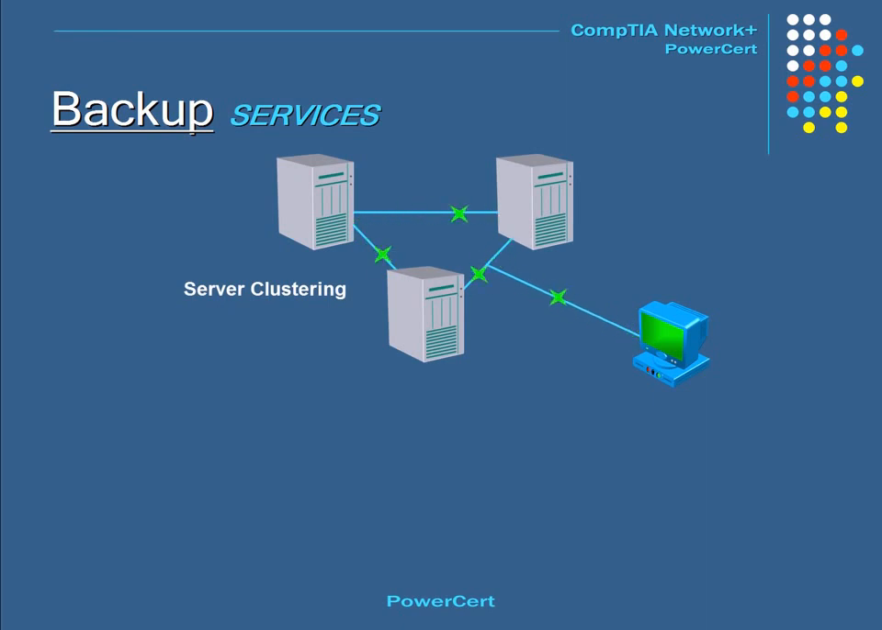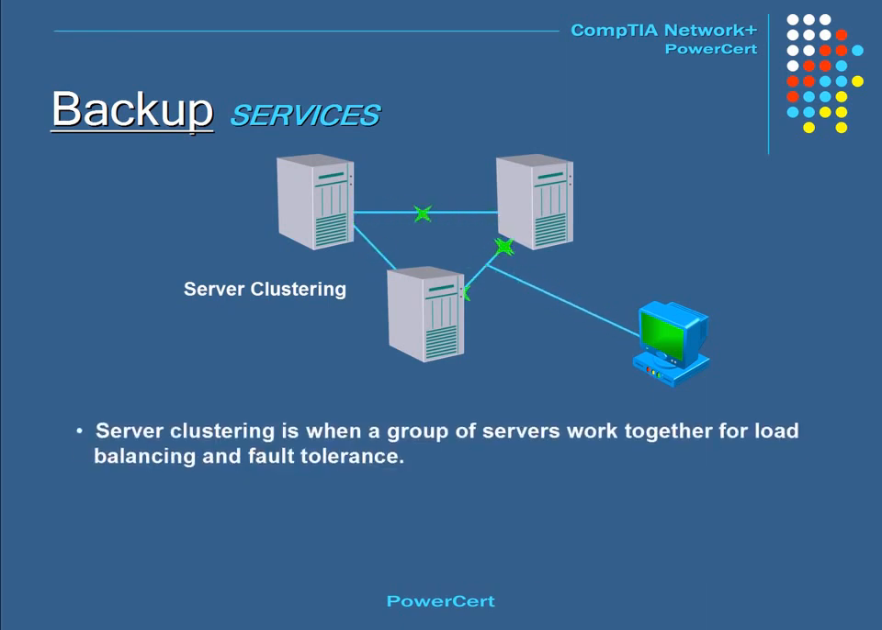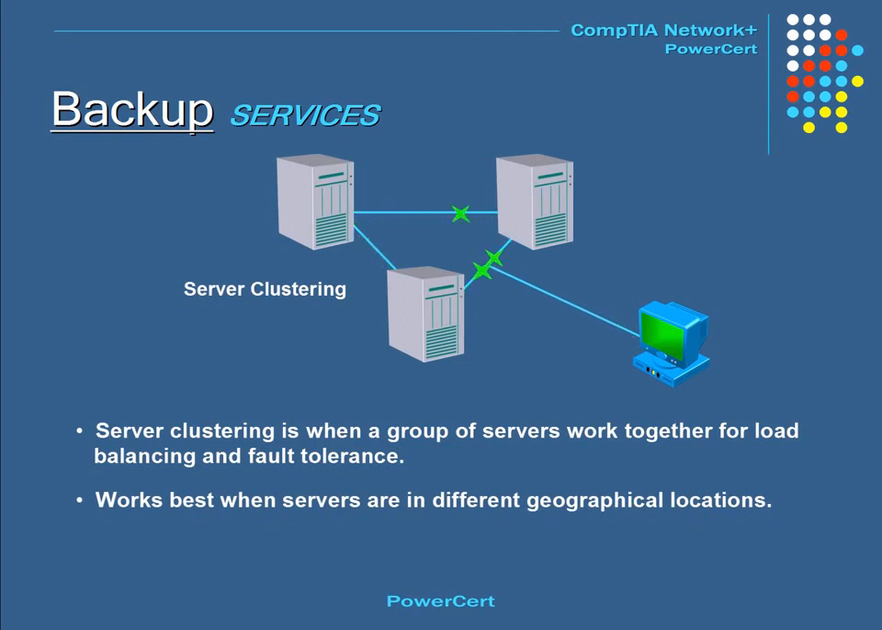Another type of backup service would be server clustering. Server clustering is when a company has a group of servers used for load balancing and fault tolerance. In this setup, the servers would share the workload if one of the servers fails. This type of setup works best if the servers are in different geographical locations, so if some kind of natural disaster were to happen at one location, it would not affect the other servers.